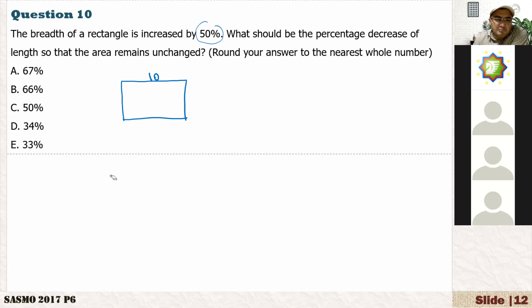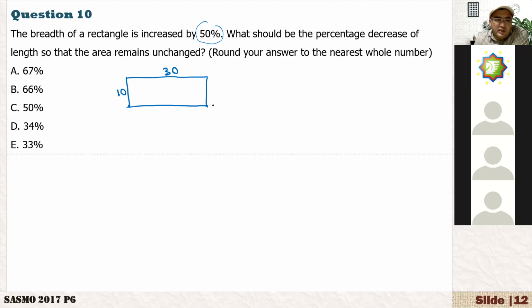And actually length is not changing. How about if I just write here, let's say it is 20, but actually it doesn't matter. So if you change, for example, increase the breadth by 50%, guys, actually, I'm sorry, because it says breadth, so I need to draw something like this that looks like a rectangle. Actually, it doesn't matter. You can draw anything. So this one is, let's say, 30. Doesn't matter. So length, let's say it is 10.